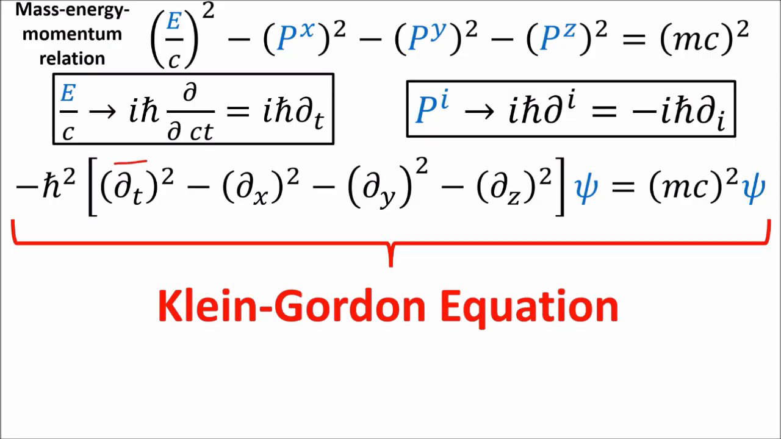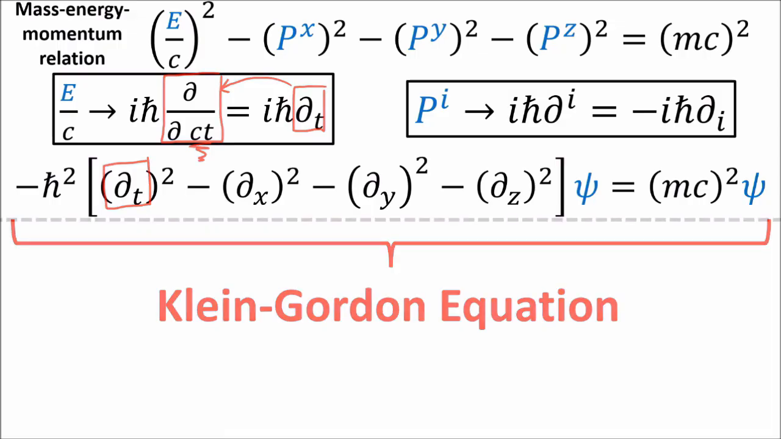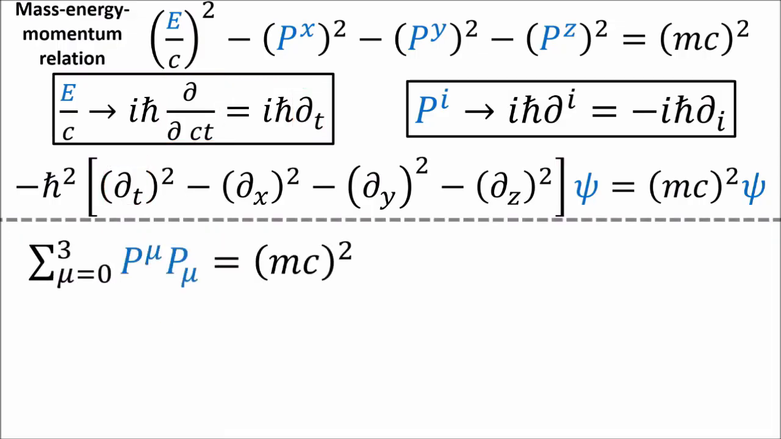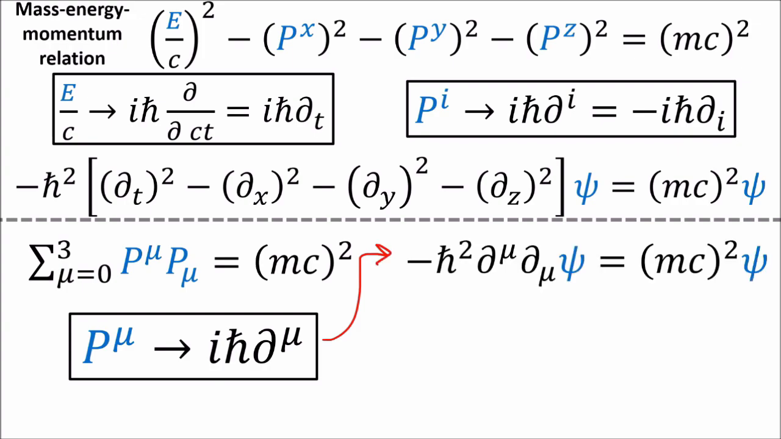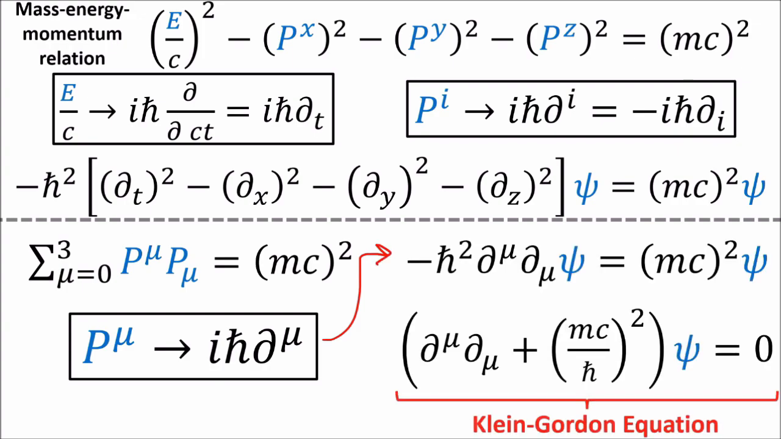Note that the partial t notation here indicates a derivative with respect to c times t, which is a convention commonly used in relativity. We can also start with the summation version of the relation and quantize that instead. This gives us a more compact version of the Klein-Gordon equation.